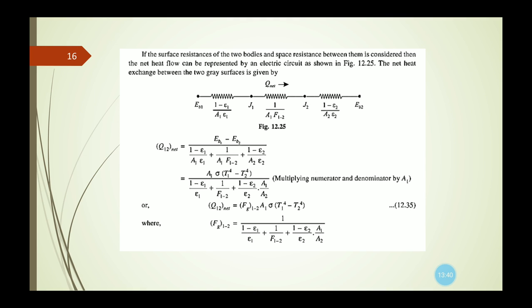Earlier we have seen the shape factor, after that the geometric factor, then the interchange factor. Now we have got one more factor that is known as the gray body factor. So all the formulas for the different geometrical shapes for these different factors we need to remember to solve the numericals.